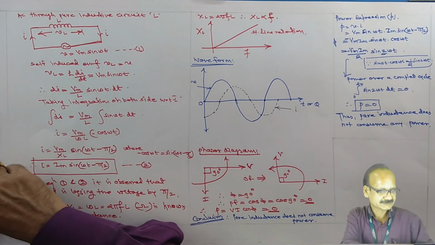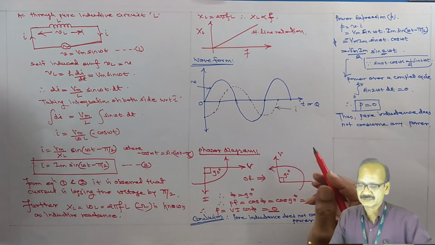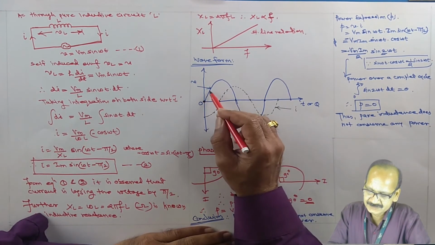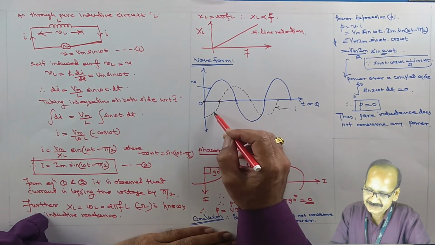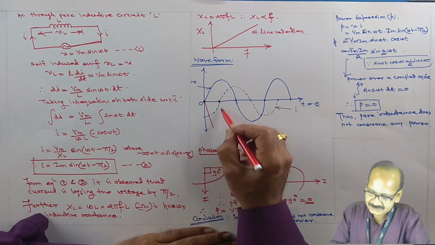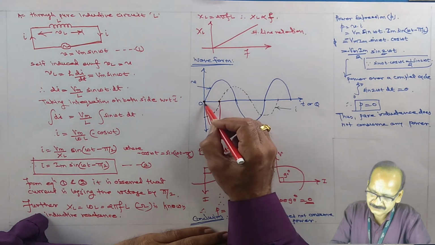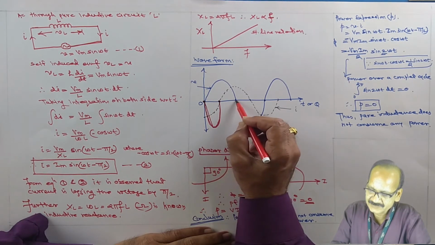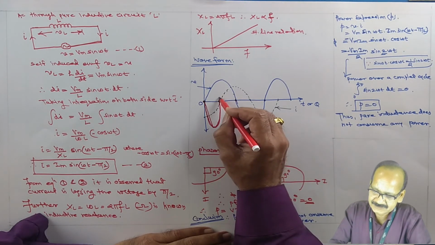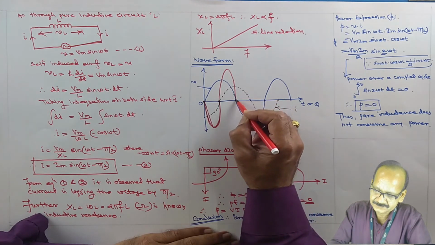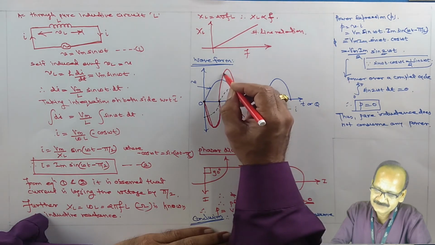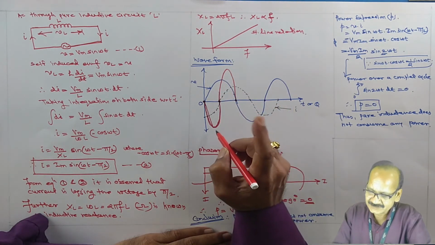Okay, now let us have a power waveform. Now see, from this point to this point, the voltage is positive and current is negative. Their product is negative, so this is the waveform for the power. Now between this band and this band, both current and voltage are positive, so their product is positive. So when the voltage completes one half cycle, the power waveform completes one complete cycle.